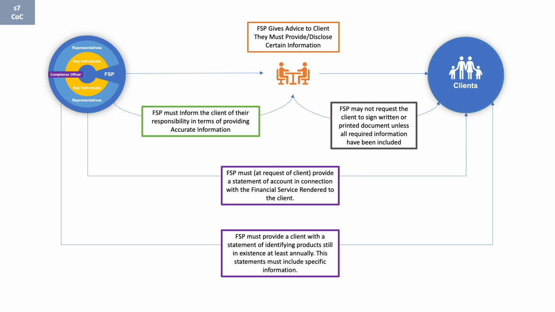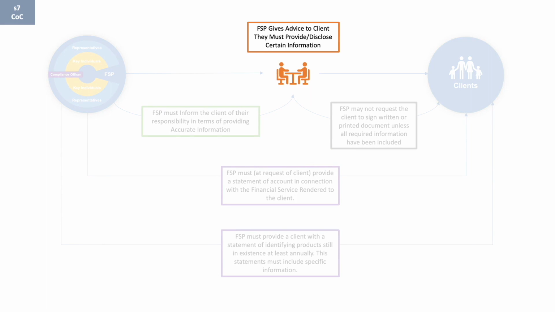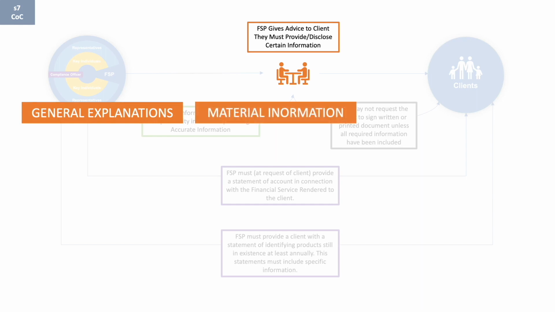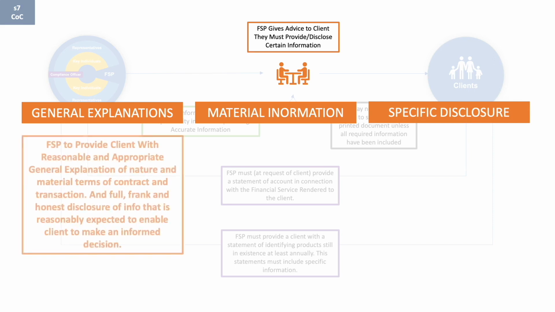Let's start with, when the FSP gives advice to the client, they must provide certain information relating to the rendering of the financial service. We can divide this information into 3 categories. 1. General explanations. 2. Material information. 3. Specific disclosure. In terms of general explanations, the FSP is to provide the client with reasonable and appropriate general explanations of the nature and material terms of the contract and the transaction.